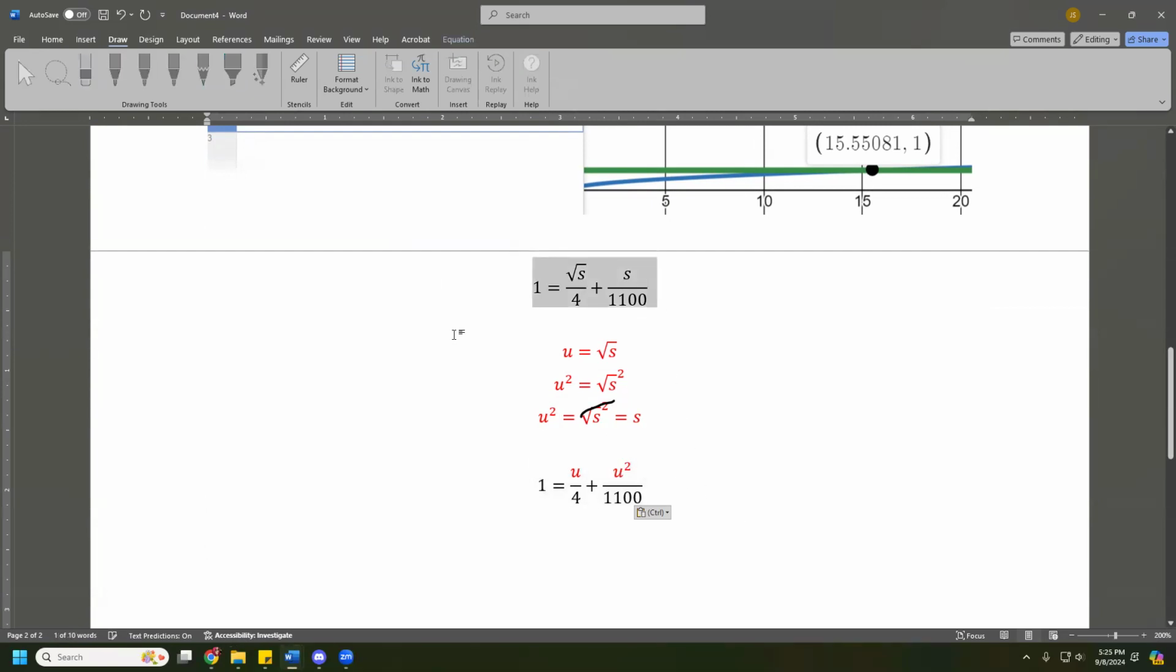So now my equation went from being ugly, it had a square root in it and a regular s, to now actually being a quadratic. So what I want to do now is push everything to one side and make it actually look like a quadratic, because right now it's a bit ugly. So first thing I'm going to do is change around the order that I add these in, and then I'm going to move the 1 over to the other side by subtracting.